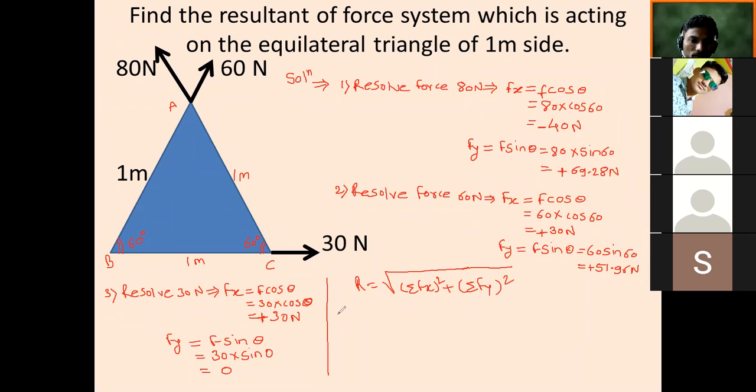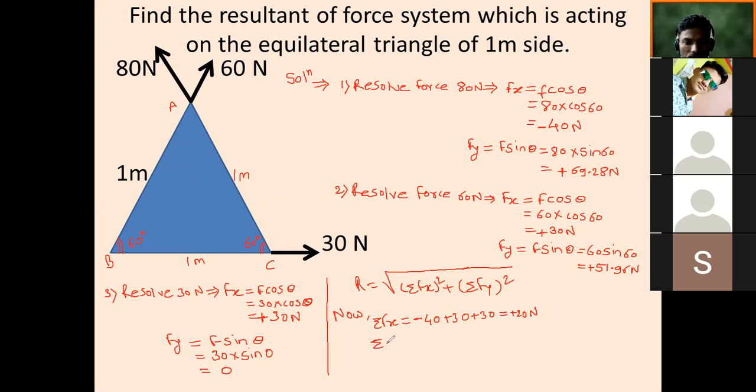So what do we have to find? Now we will find summation Fx, the addition considering sign convention for the x components. What will be the first x component? Minus 40. Then the next component is plus 30. Then the next component is again plus 30. What will be the addition? Plus 20 Newton.